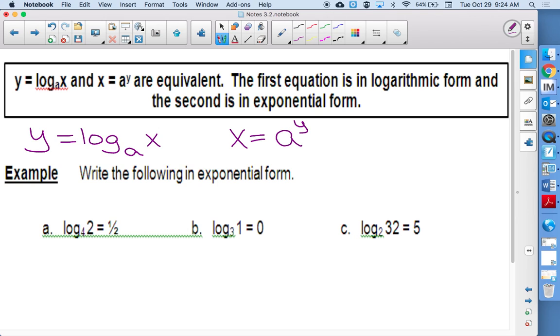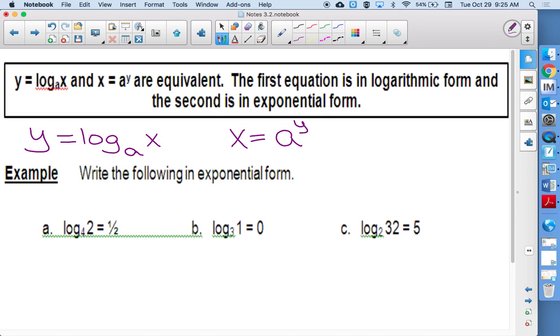So I have the log form. In order to write it as an exponent, the base stays the same, and then I switch the x and the y to get it in exponential form. There are 3 questions here that are in log form, and you're asked to convert them to an exponent. When you convert it to an exponent, it should make sense. It should be equivalent when you're looking at the left and the right.